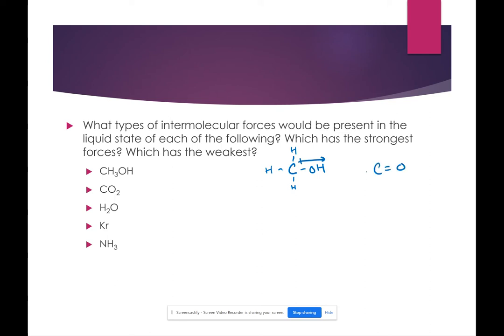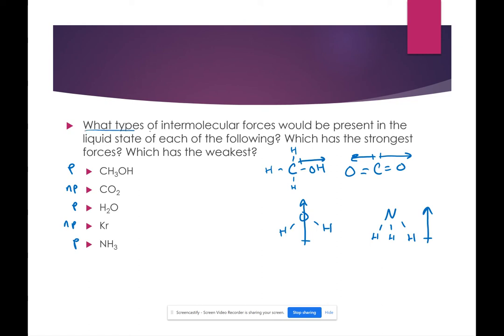CO2, as we know, looks like this. And of course, the dipole moments go out and cancel each other. So I guess I should write this. So the methanol is polar. The CO2 is nonpolar. Water, we know. And again, you don't have to draw it if you know it offhand. Big dipole moment, polar. Krypton is just an atom by itself, so nonpolar. And then ammonia, NH3, is trigonal pyramid. So again, we do have a dipole moment going from the H to the N. So that's a polar molecule.